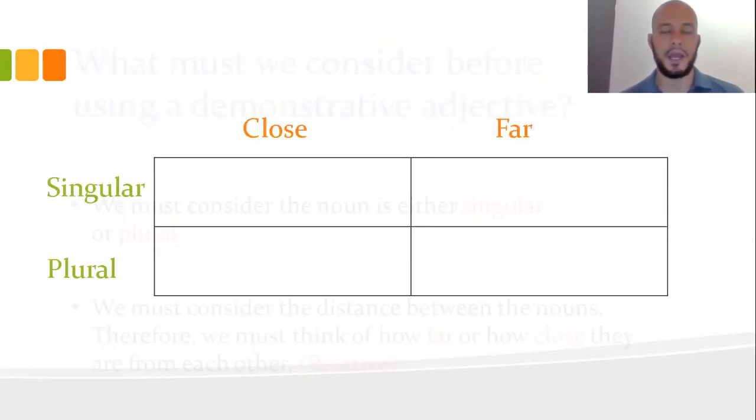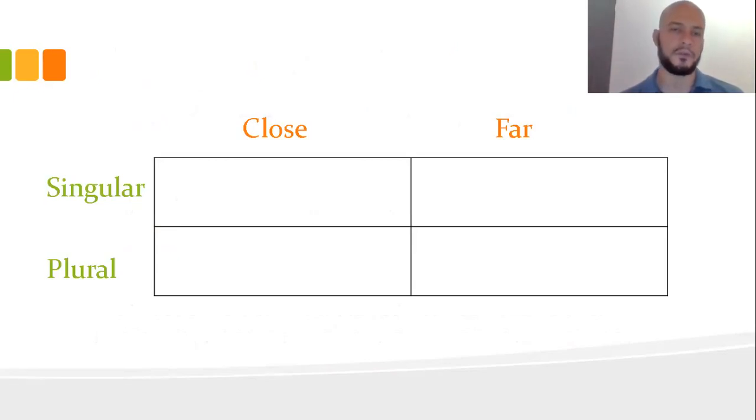Now I have this chart here. As you can see, I have in green color singular and plural. Of course, these two words refer to the noun. And above the chart, I have close and far. These two words are in orange color. This is for you to consider the proximity between the nouns.